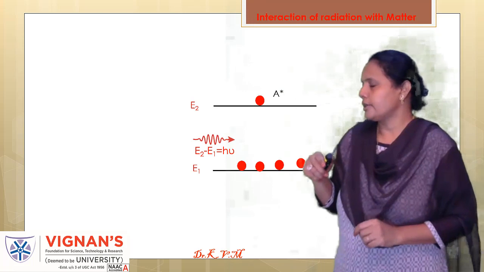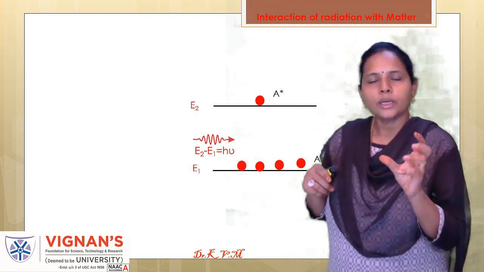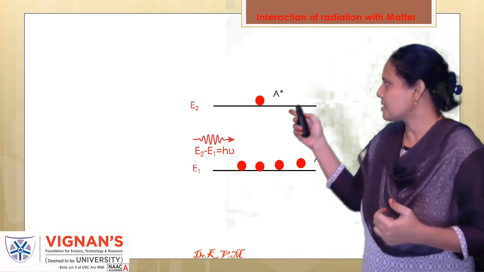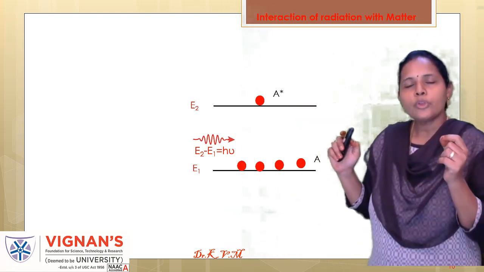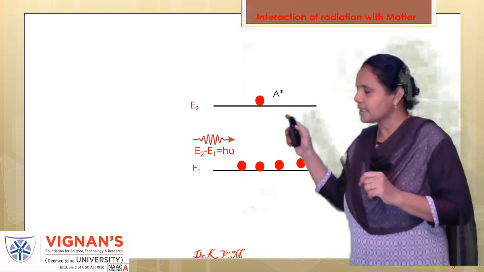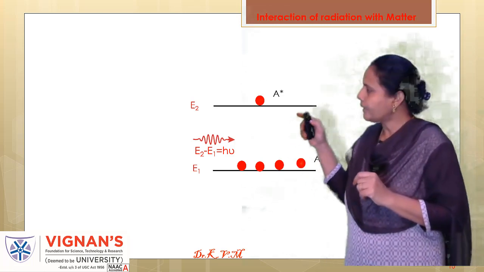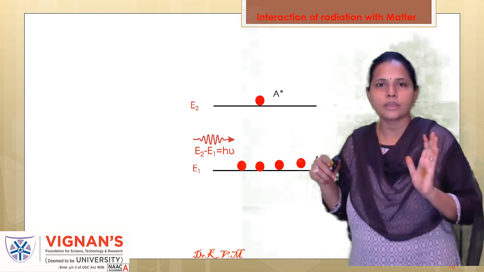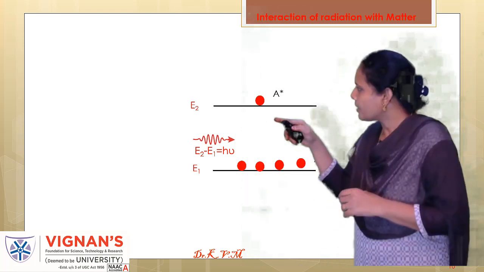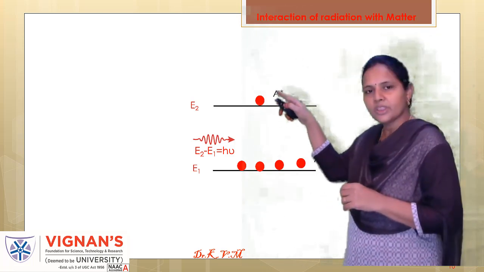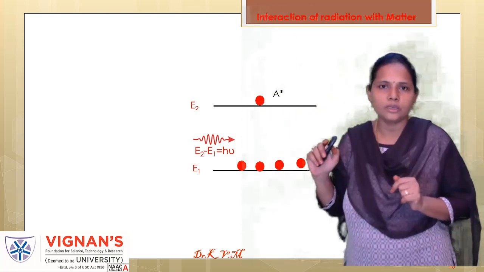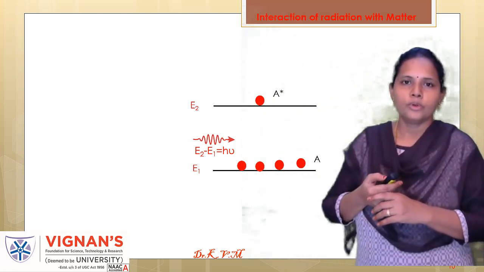So look at this picture. Matter consists of atoms. The atoms are represented by knots. We are considering the ground state atom as A. When it is excited to the higher energy state, we represent it as A star. And the radiation we represent with a waveform. The energy of that radiation is h nu.